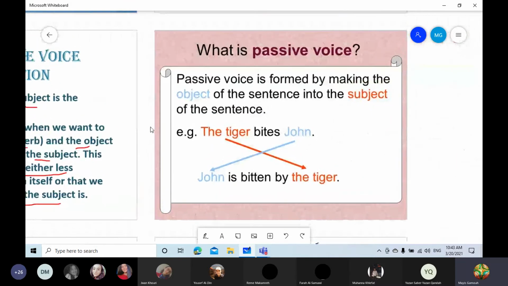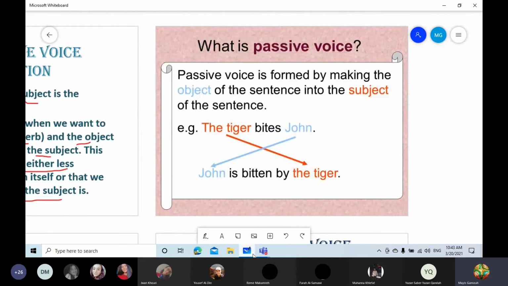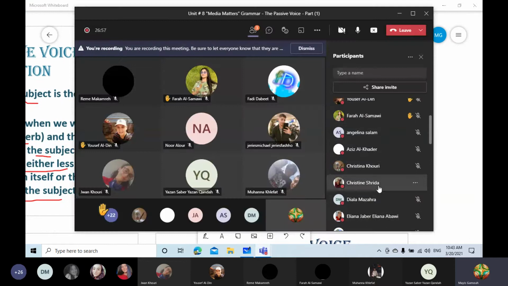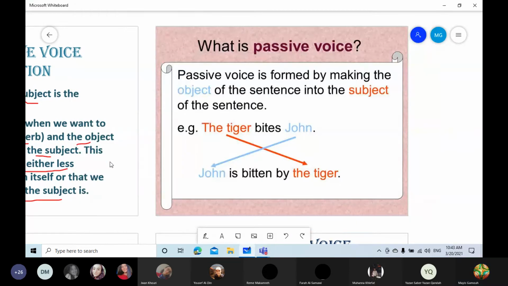So here, what is the passive voice? What is the passive voice? Yeah, let me see hands in here. يا فرح. Yes, teacher. Passive voice is formed by making the object of the sentence into the subject of the sentence. Example, the tiger bites John. John is bitten by the tiger. Thank you, Farah.